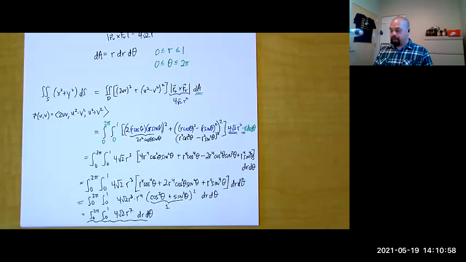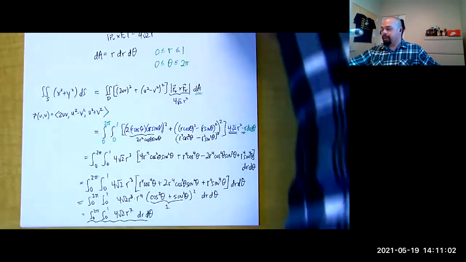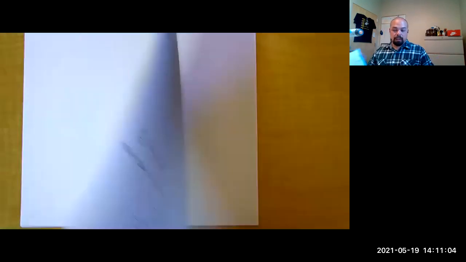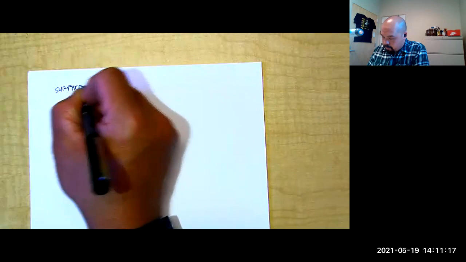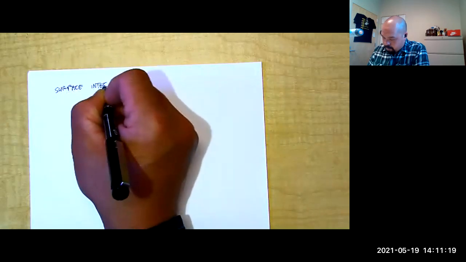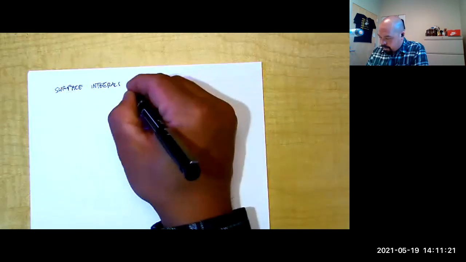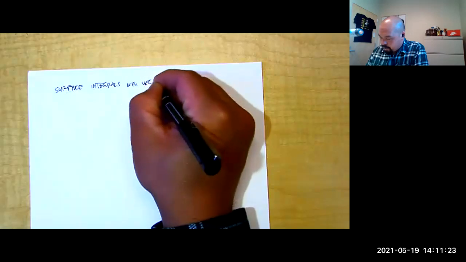Okay. All right. And so then getting into this last bit of discussion with the surface integral, what if we had, right, that vector field? Okay. And so then when we start to look at these surfaces, right? So surface integrals with vector fields.